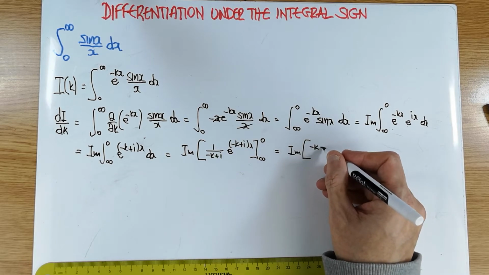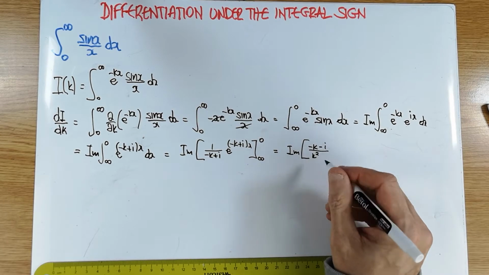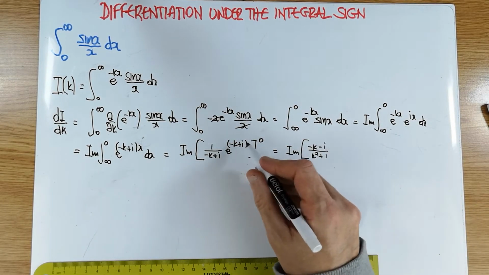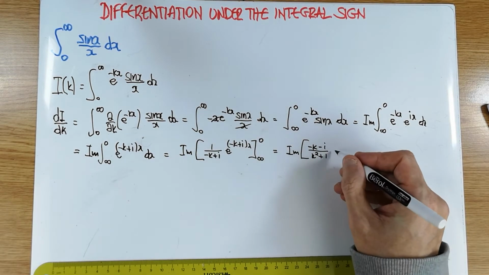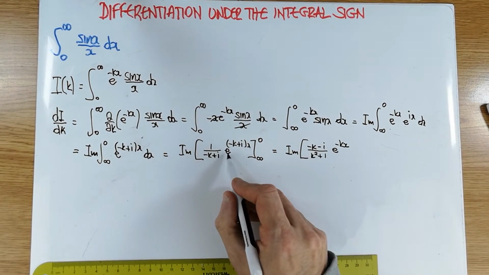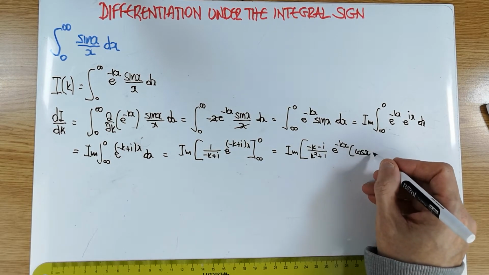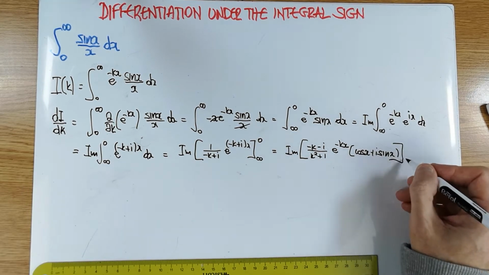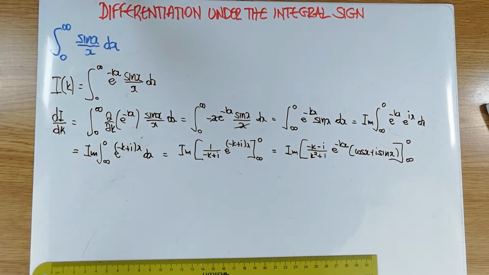Minus k minus i, and we got k squared plus 1. That's this bit here. I'm going to go back, so it's going to be e to the minus kx, e to the minus kx, and e to the ix, I'm going to write it as cos x plus i sine x, with the limits infinity and 0. And now we can see better what's happening in there.